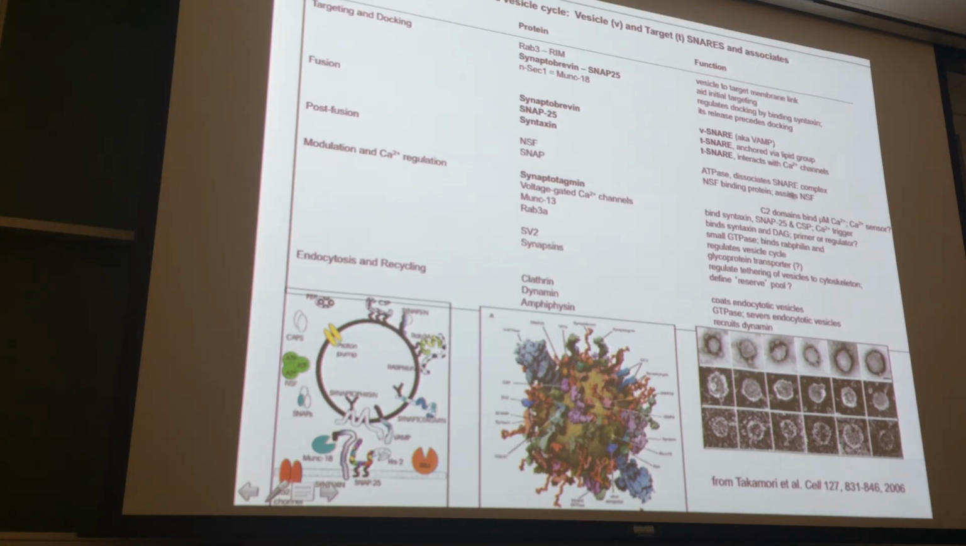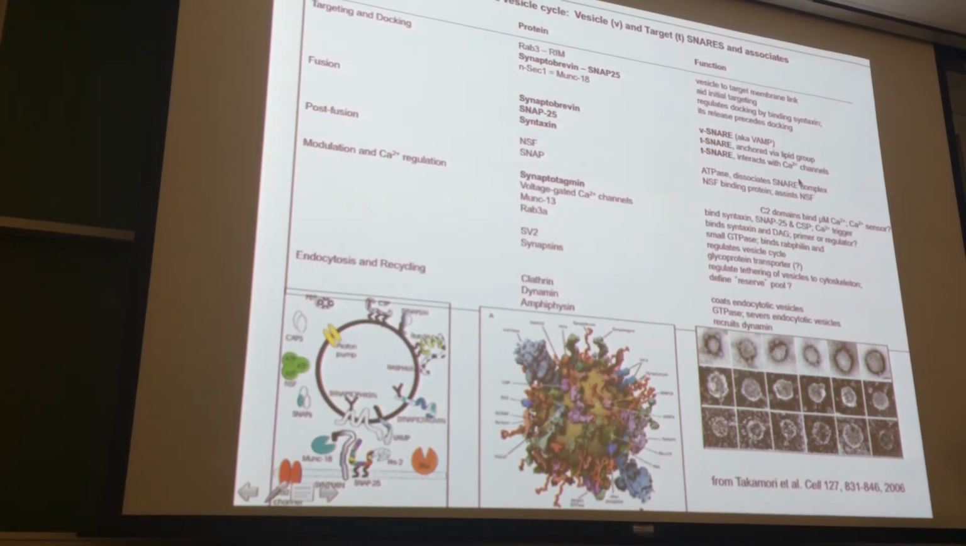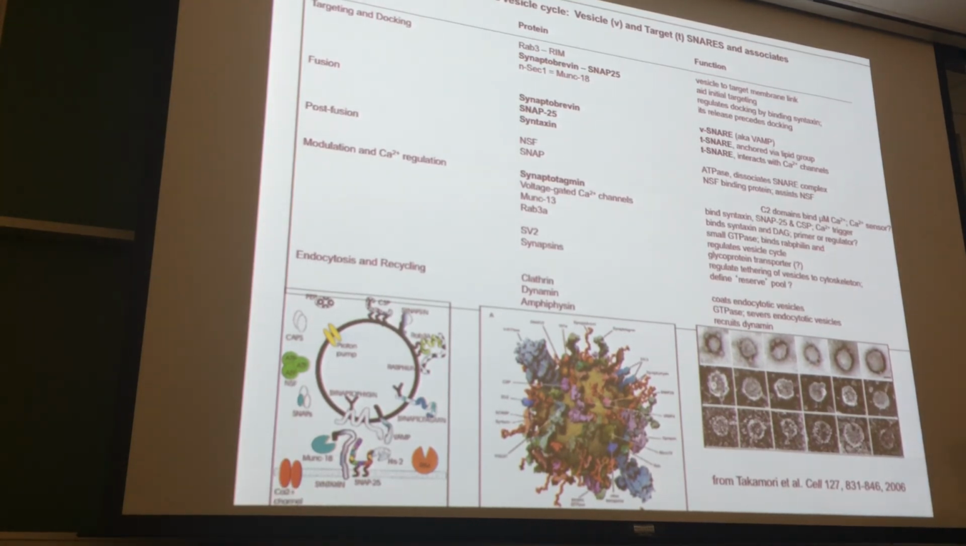A key thing that's important to know about syntaxin is that this is a target snare that interacts and coordinates with the calcium channels. So there are a lot of other proteins here, and you can read about them, and they're interesting, but the only other one that counts is the synaptotagmin, and that's the calcium sensor.